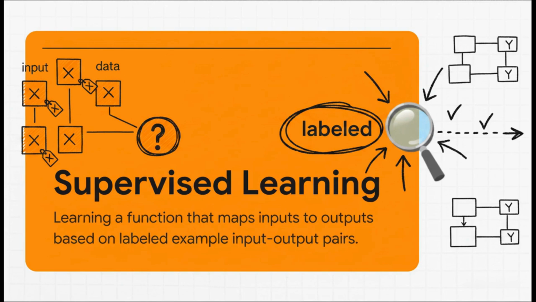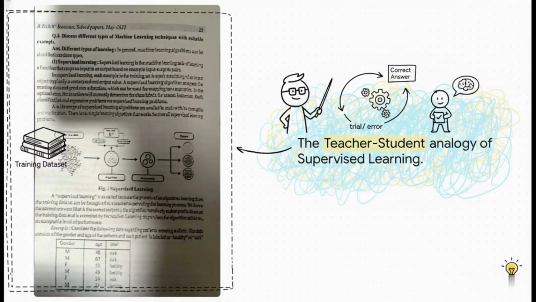The algorithm studies these flashcards, figures out an inferred mathematical mapping function, and eventually learns how to answer brand new questions it has literally never seen before. And really, that's exactly why it's called supervised. It's incredibly helpful to think of the algorithm as a student and the training dataset as a teacher. Because we already know the correct answers, what we call the target outputs, the whole process is like a teacher standing over a student taking a practice test.